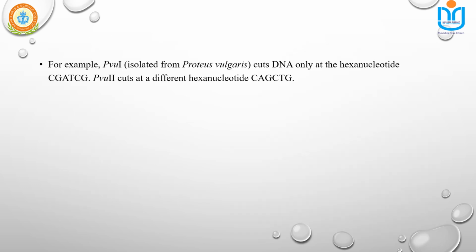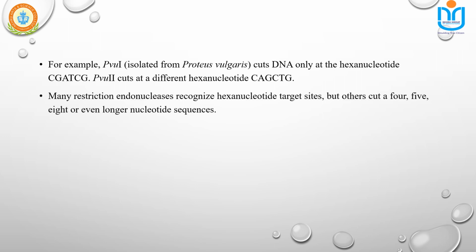For example, PvuI, isolated from Proteus vulgaris, cuts DNA only at the hexanucleotide CGATCG. PvuII cuts at a different hexanucleotide, CAGCTG. Many restriction endonucleases recognize hexanucleotide target sites, but others cut at 4, 5, 8, or even longer nucleotide sequences. Sau3A recognizes GATC and AluI cuts at AGCT.